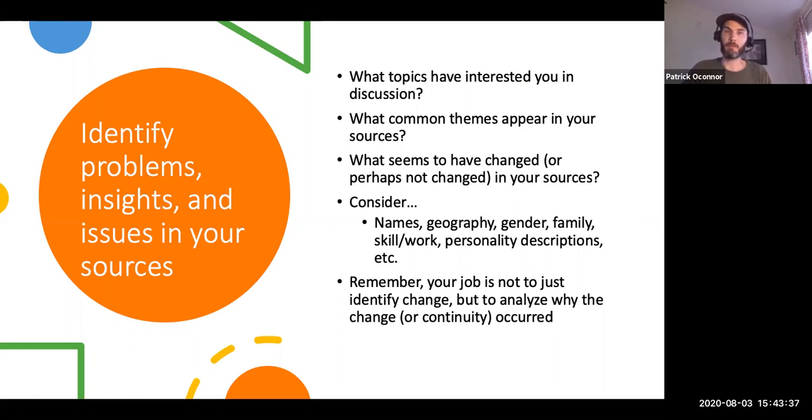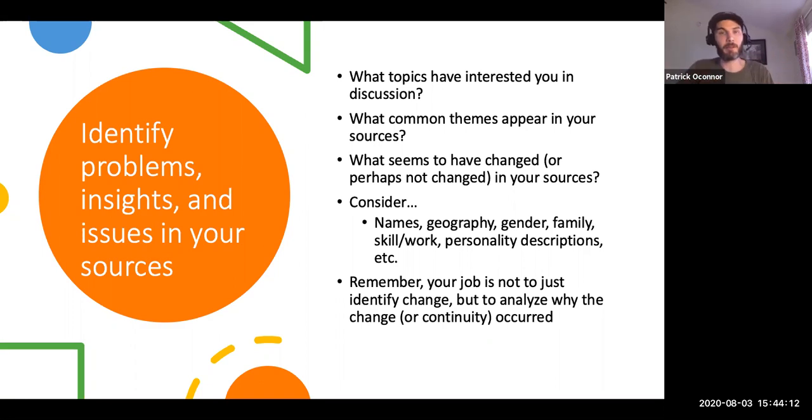And again, this is really up to you how you want to approach this paper. You can consider a topic that's jumped out to you or been very interesting to you in discussions, maybe that's come up a few times. You can think about common themes that you're noticing in your sources. You can focus on what seems to have changed from an ad that was published in 1720 to an ad that was published in 1859, right? What is different about them and what explains that difference?